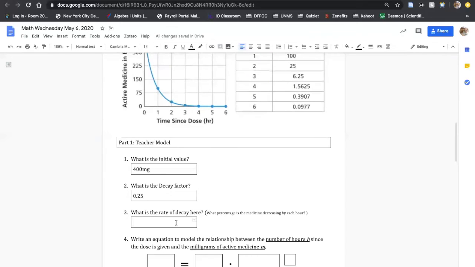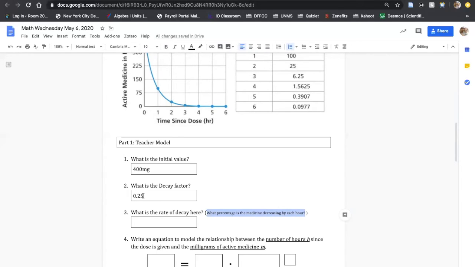Now, this is where it gets tricky. We're going to practice this a little bit more tomorrow. So if this part confuses you, don't worry. What is the rate of decay here? Similar to a growth rate, it's saying what percentage is the medicine decreased by each hour? So what am I decreasing by?